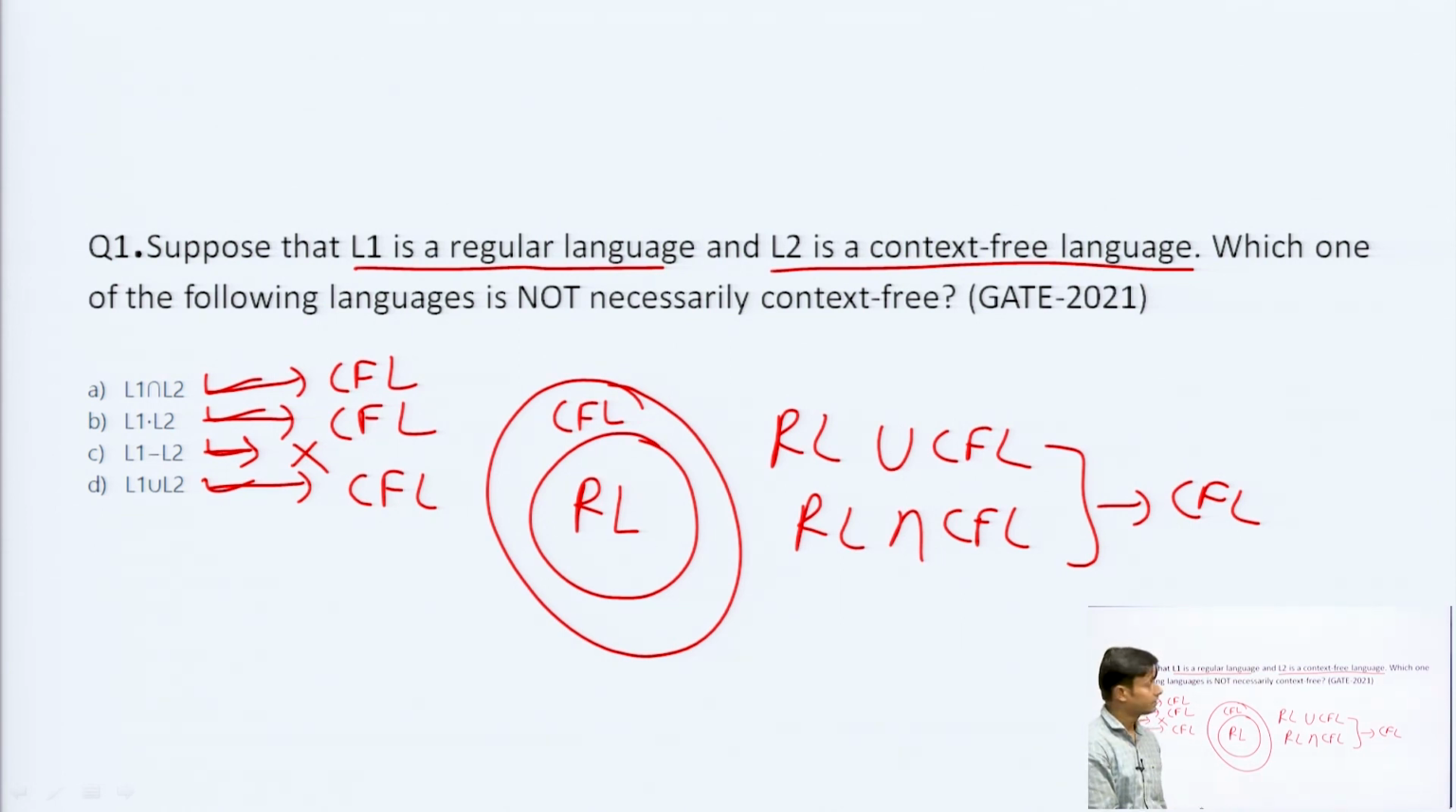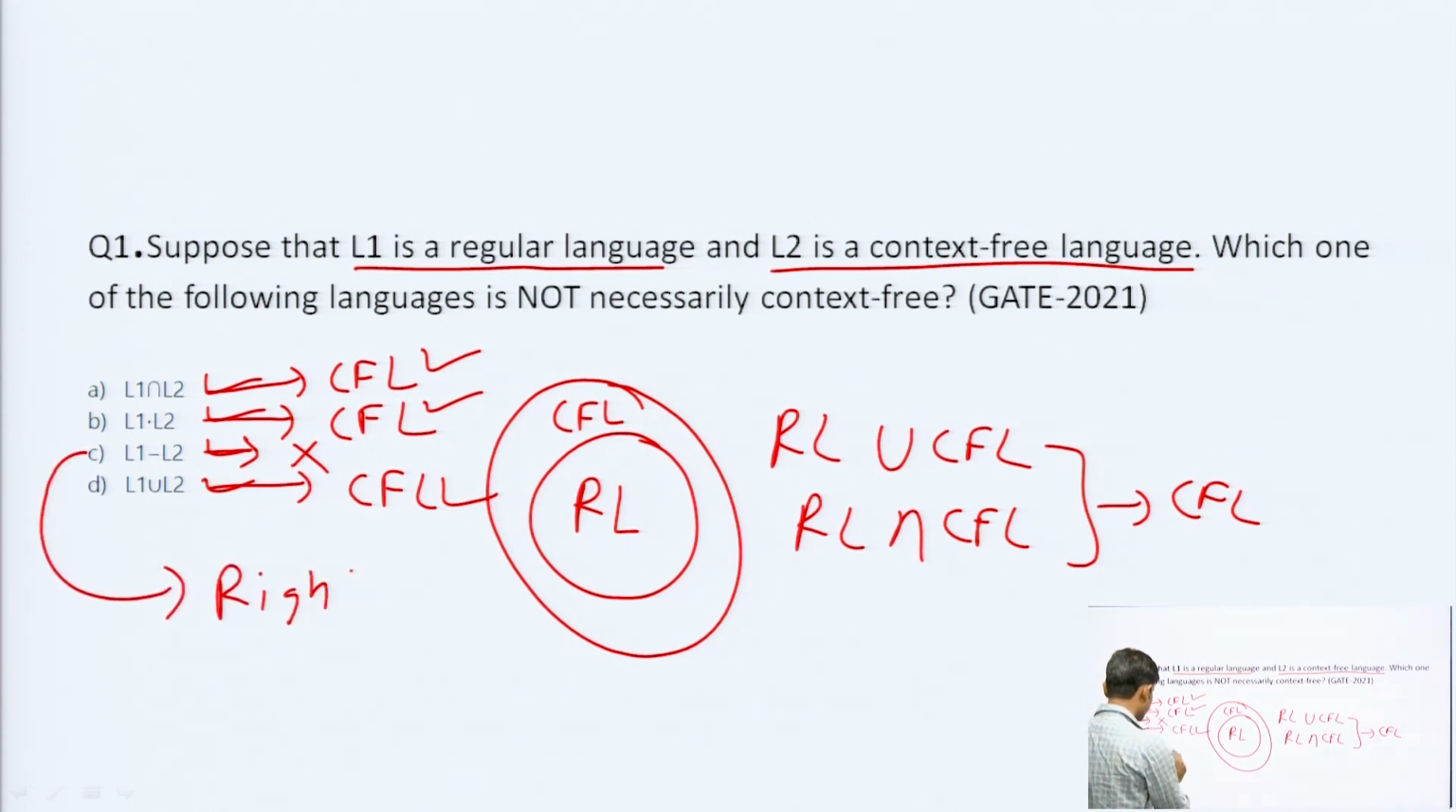So you cannot say that of this one, L1 minus L2, which is not necessarily CFL, because L1 is a regular language, and from a regular language you subtract the context free language, and that is not necessarily context free, while this is context free, this is context free, this is context free. So here option C is the right option. This question came in the 2021 GATE exam.